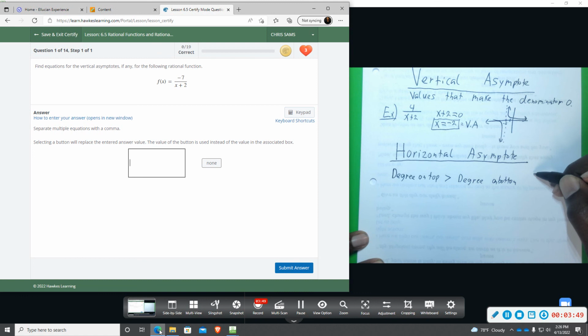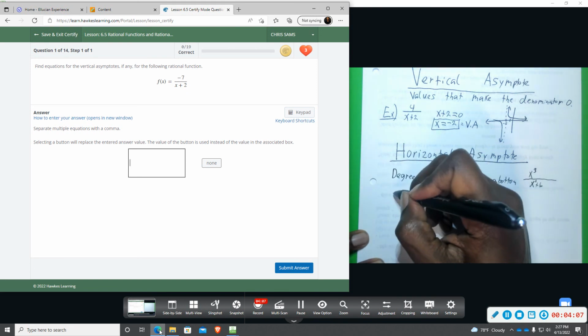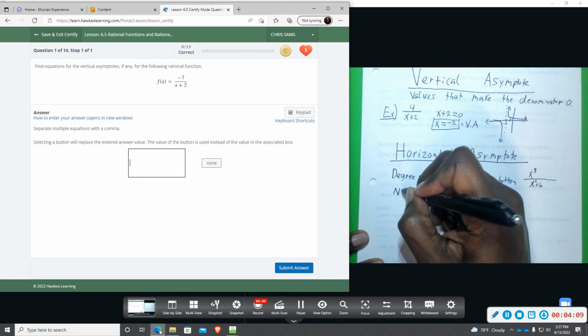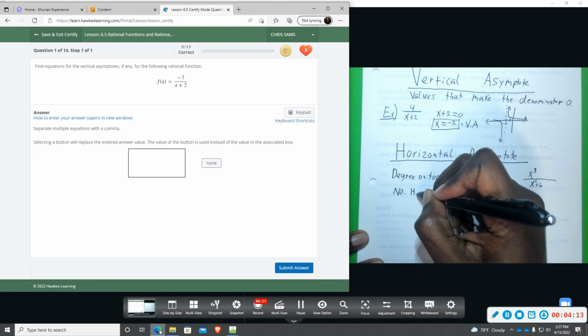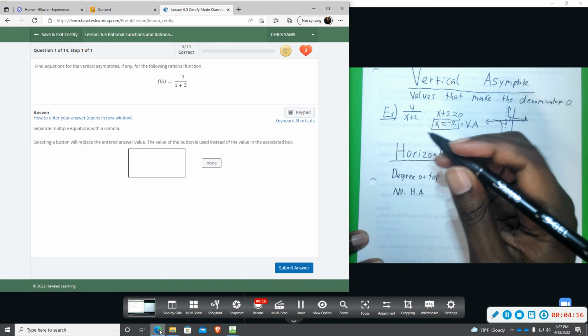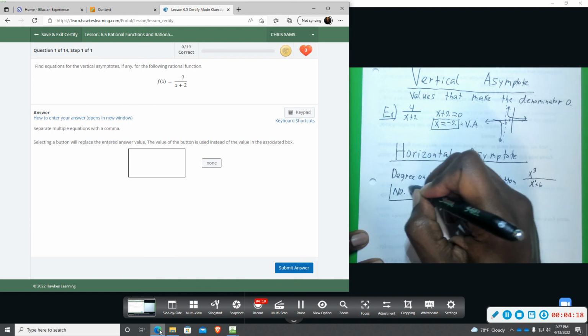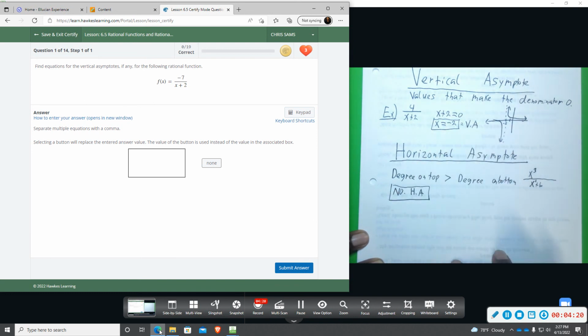So the degree on top, let's just say we have an x cubed, and then on the bottom I have like maybe x plus 6. So this is a 3. This is understood to be a 1. The degree on top is greater than the bottom. If that is the case, no horizontal asymptote. So we have no HA. No horizontal asymptote if the degree on the top is greater than the degree on the bottom.